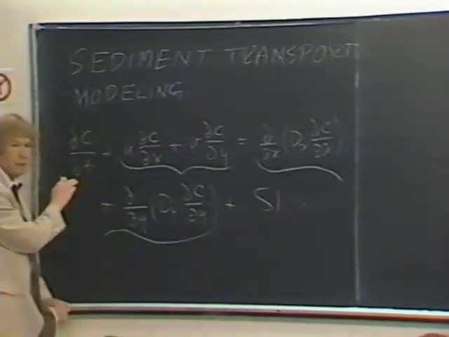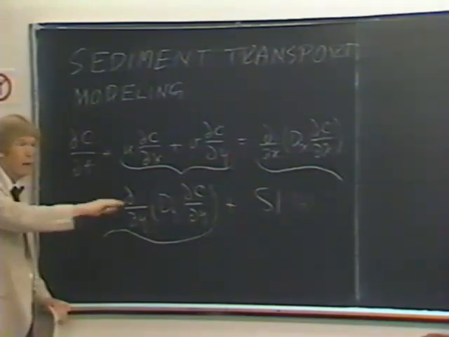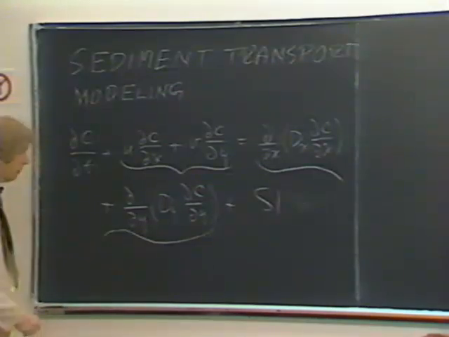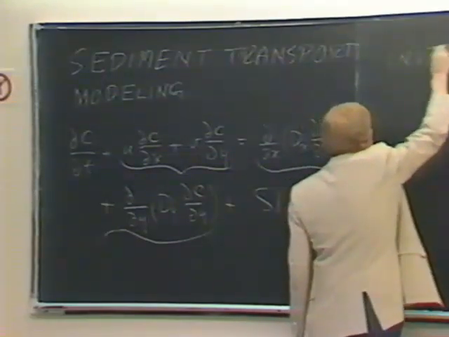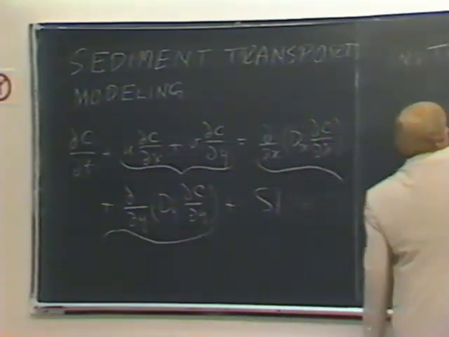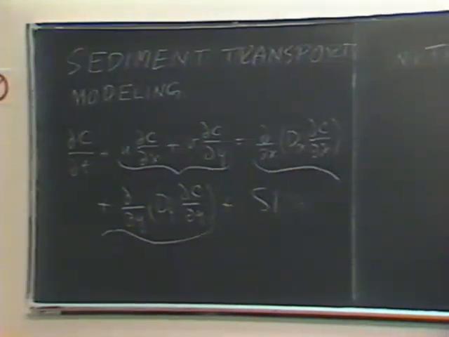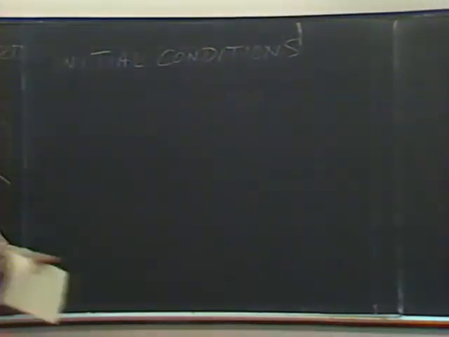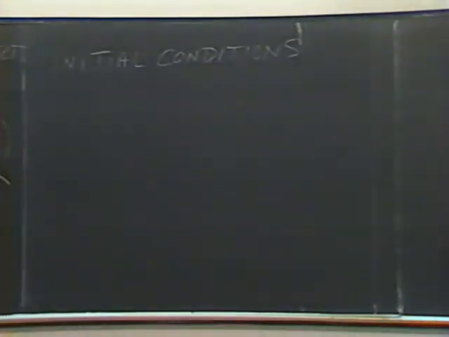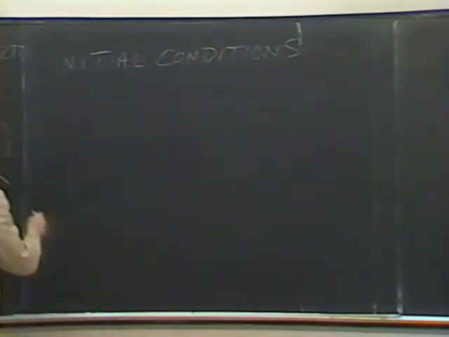I want to emphasize this is simply a description of the transport at a point. So if we're going to describe it in a system, we have to have additional information, and that is initial conditions. I'm writing it in capital letters because it's so important. The initial concentration of this is in terms of concentration of suspended material. So we need to know the concentration of suspended material throughout the system that we're going to model. And then the boundary conditions.